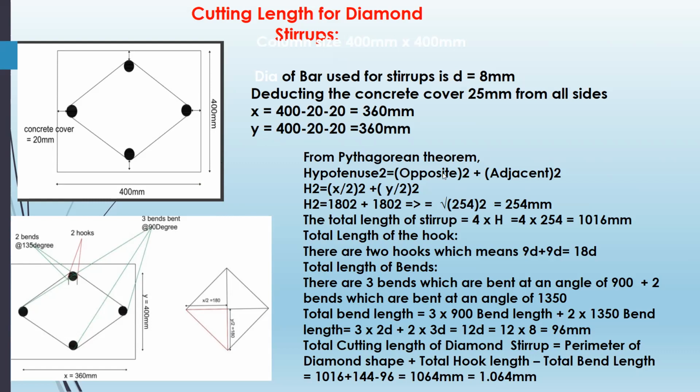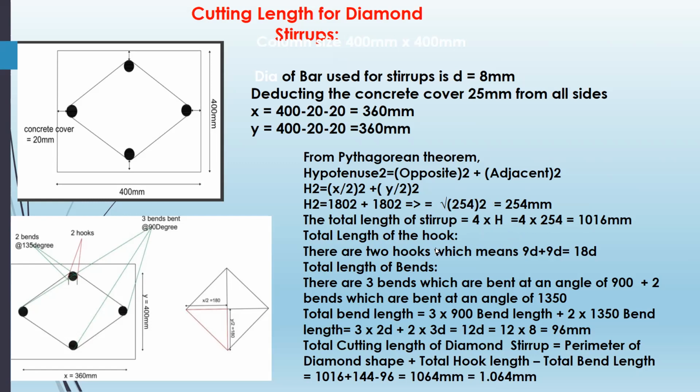Hypotenuse square is equal to opposite square plus adjacent square. That is h square is equal to x by 2 whole square plus y by 2 whole square. That is h square is equal to 180 squared plus 180 squared, which is root of 254 square, that is 254 mm. The total length of the stirrup is equal to 4 into h, is equal to 4 into 254, 1016 mm.